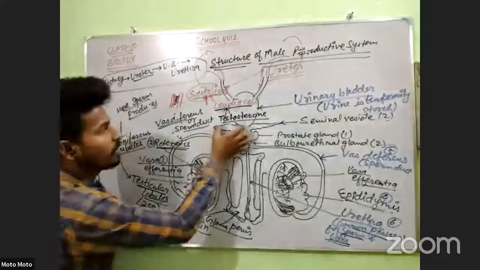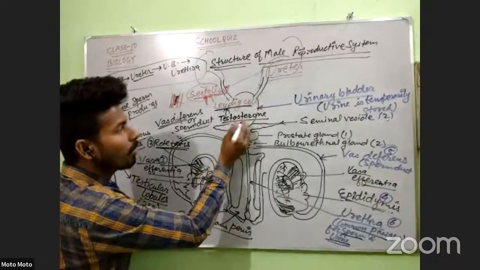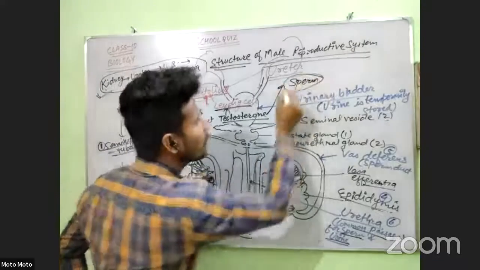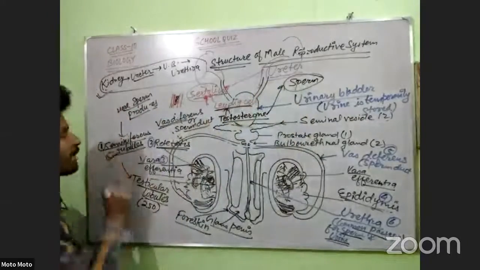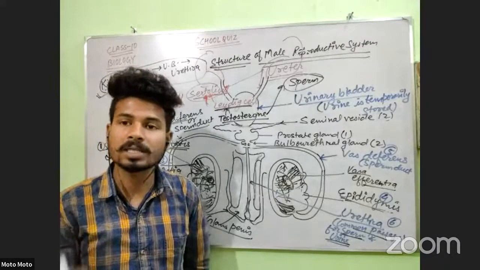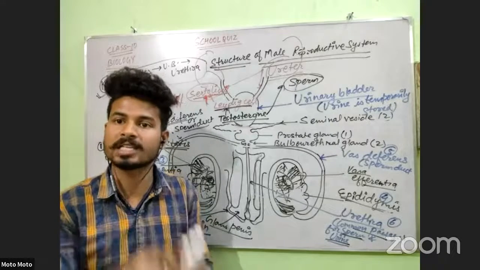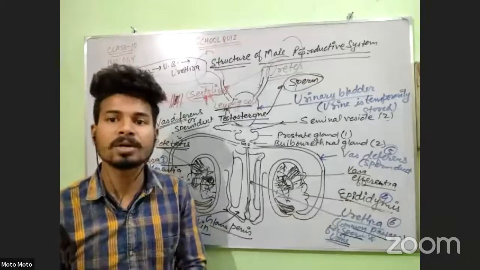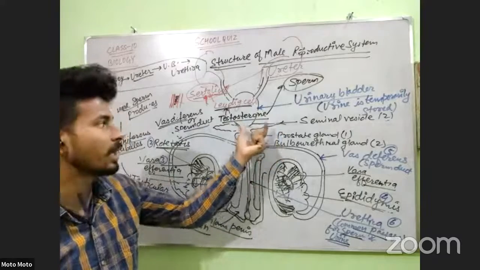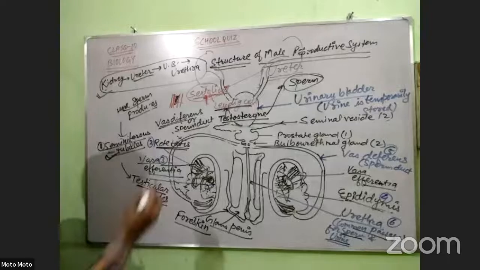This hormone, called testosterone, is produced from the Leydig cell, and it stimulates the production of sperm. It stimulates the Sertoli cell and the seminiferous tubule to produce sperm. Sperm is produced with the help of the hormone testosterone. Now you are clear? Yes, sir.